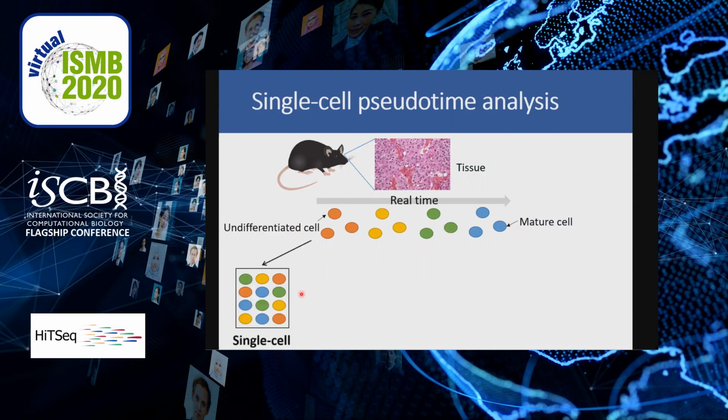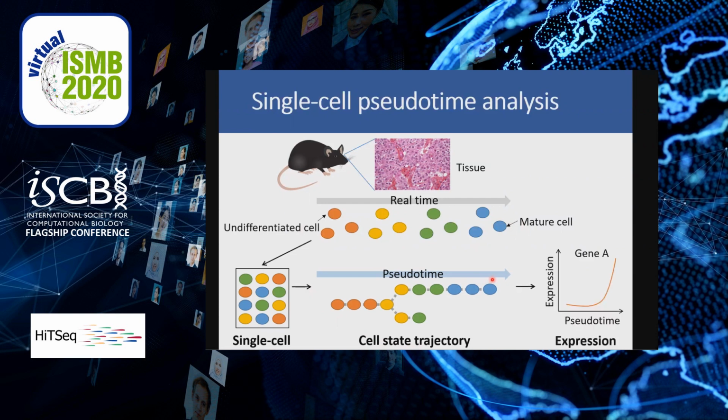After applying this to single-cell RNA-seq and obtaining a transcriptome profile, we can infer a cell state trajectory along the pseudotime. Then, expression dynamics of a gene can be investigated with respect to the pseudotime.